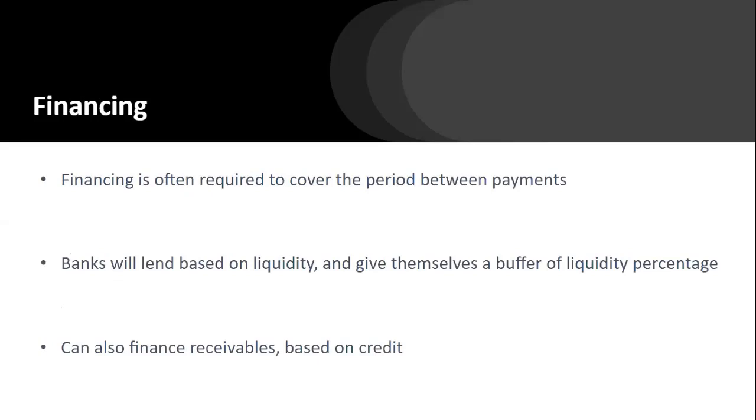Financing. Based on your working capital ratio, you can use financing to cover the period between payments, the periods where you're using out-of-pocket cash. Banks will lend based on liquidity and give themselves a buffer. So if they see that you are 70% liquid, they may lend you 50%, giving themselves a 20% buffer.